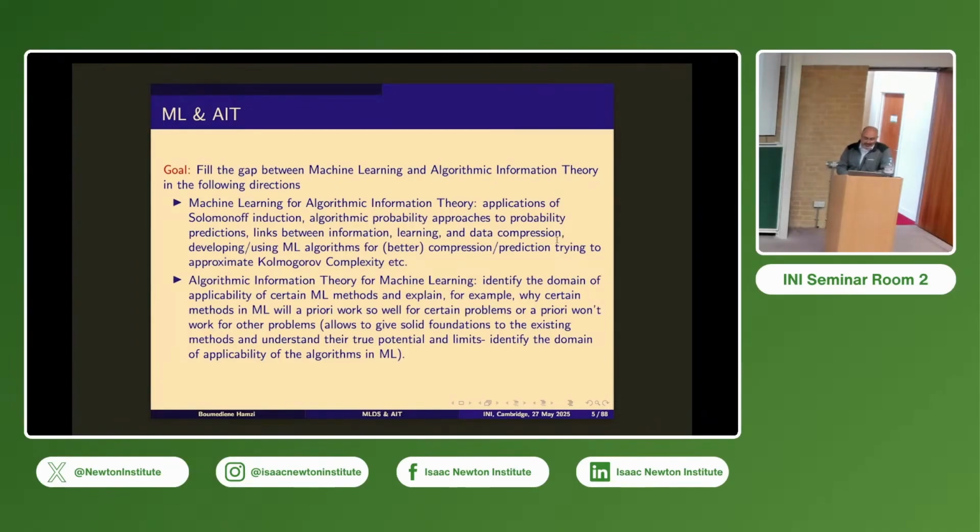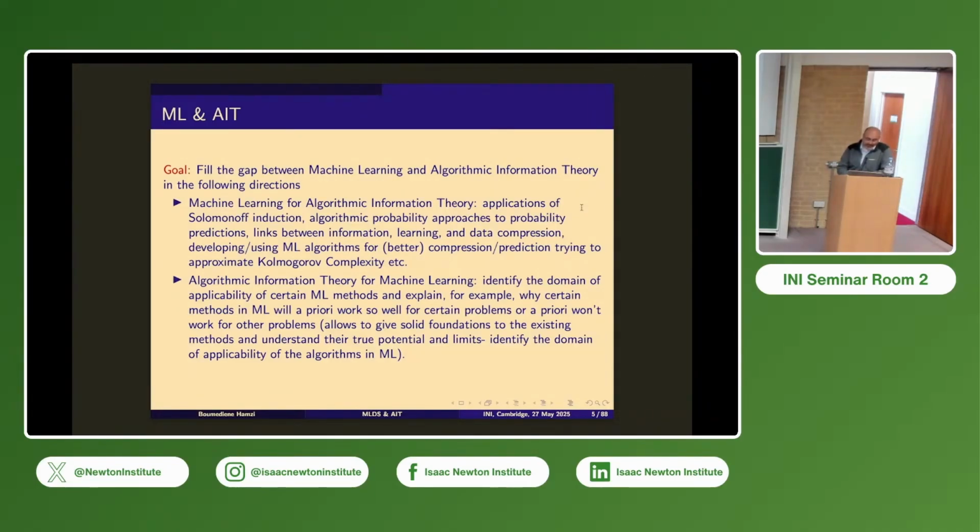The other direction is machine learning and AIT. Here we would have machine learning for algorithmic information theory. We'll be interested in applications of Solomonoff induction, algorithmic probability approaches for predictions, and the links between learning and data compression, in view of developing or using machine learning algorithms for better compression and prediction, trying to approximate, as the long-term goal, Kolmogorov complexity from data.